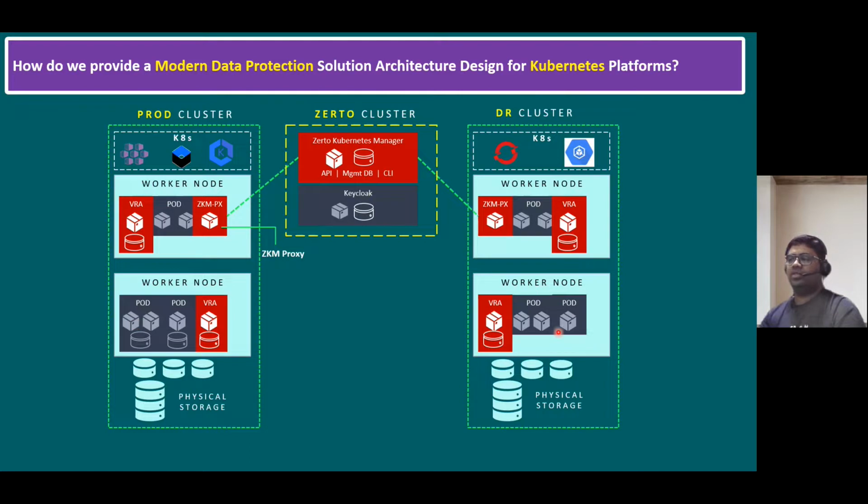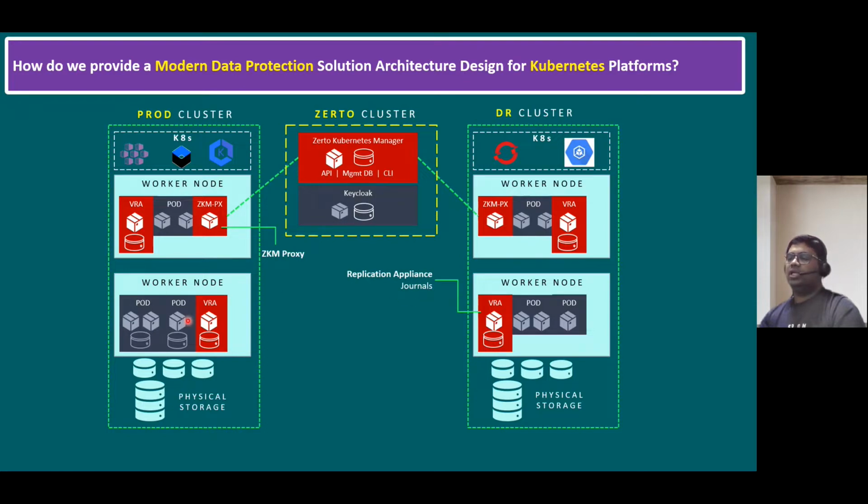We do not need to install anything on them, because without interrupting the production environment and the specific pod environment, we are using a separate component, the VRA, virtual replication appliance. Our production data is completely replicated to the DR cluster through the VRA. The virtual replication appliance is the mediator that replicates all our production data to the DR cluster.